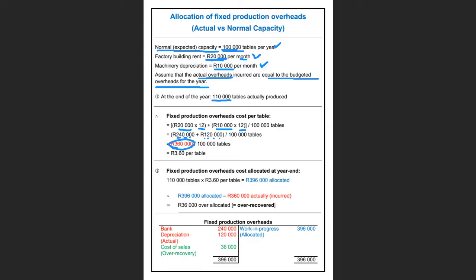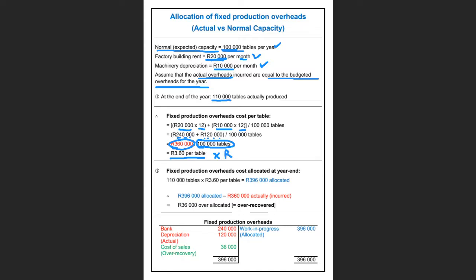And then we divided by the budgeted units, the normal capacity. That's going to give us 3 Rand 60 per unit, and in our case, 3 Rand 60 per table. Now, how much are we going to allocate? What does that allocation calculation look like? We've got the 3 Rand 60. Which amount in the question are we going to multiply it by?